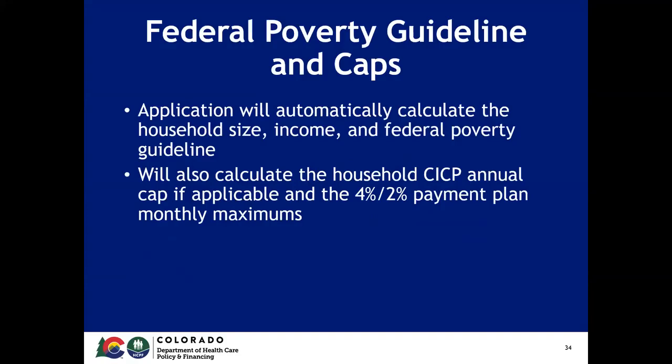There is a line on there for the federal poverty guideline for the household and their caps. The application will automatically calculate those things for you, the household size, the income, and the federal poverty guideline. And it calculates the household CICP annual cap, if applicable, and the 4% or 2% payment plan monthly maximums for hospital discounted care.